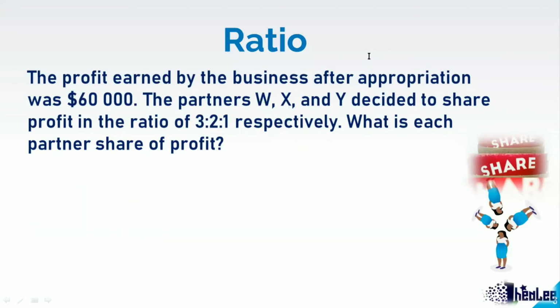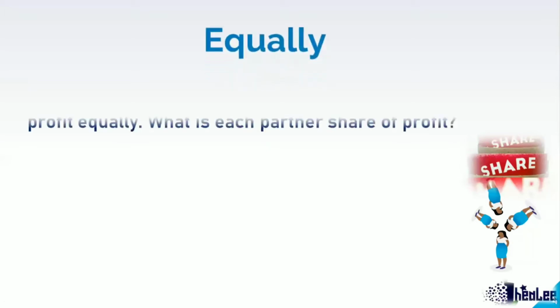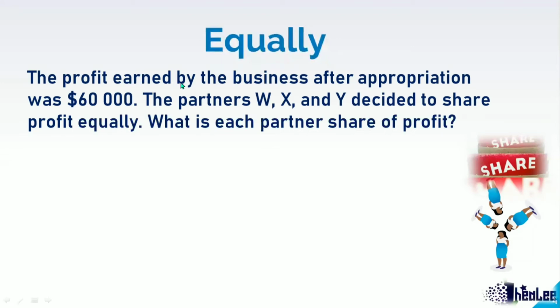We're going to now look at another aspect of how profits and losses are shared in a partnership, that is equally, right? Now the profit earned by the business after appropriation was 60,000. The partners W, X, and Y decided to share profit equally. What is each partner's share of profit?